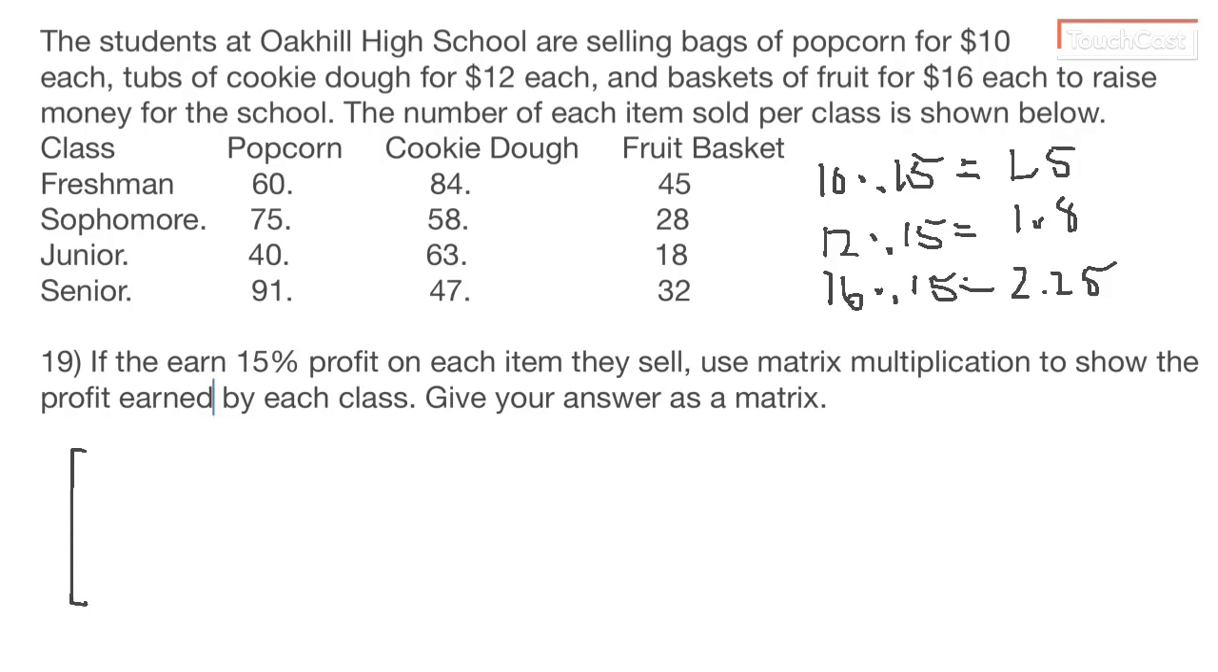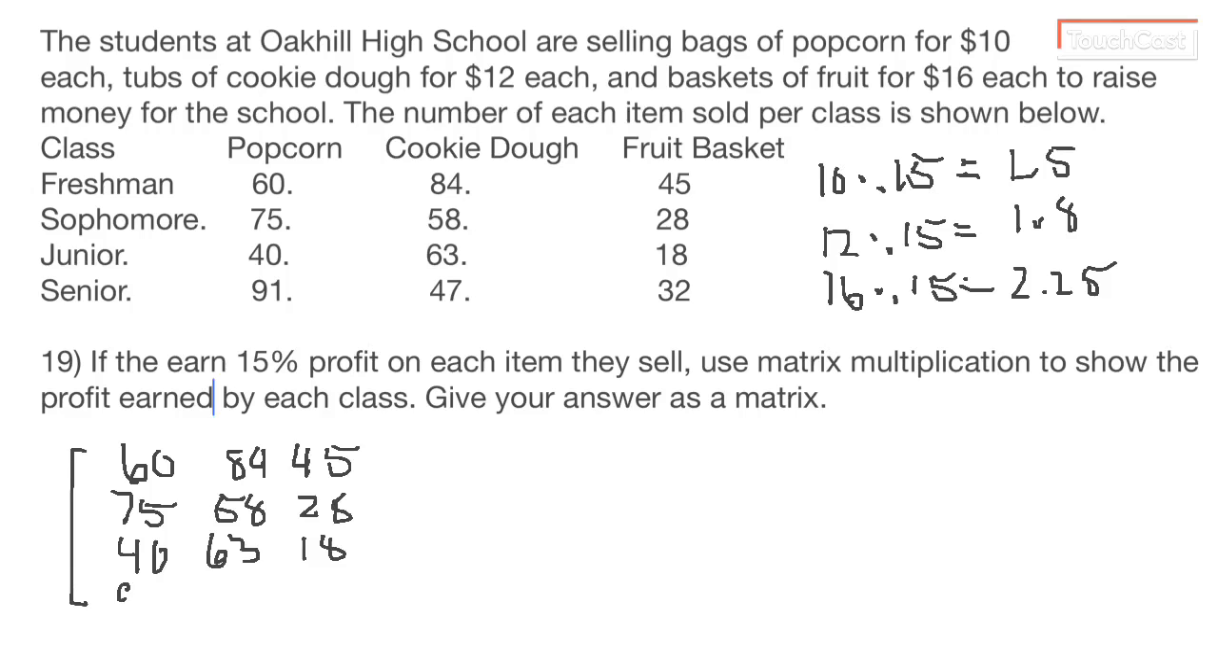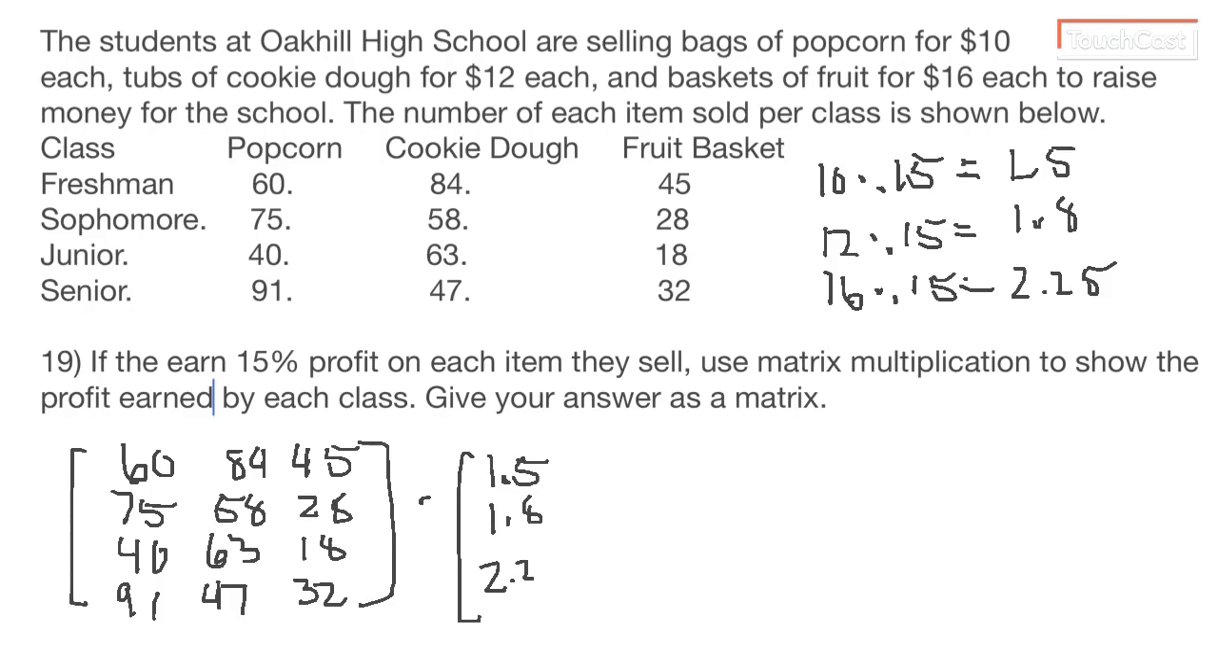So we can set up a matrix where the first one has 4 rows, 3 columns. Our first row is 60, 84, 45. The second row is 75, 58, 28, 40, 63, 18, and 91, 47, 32. And we're going to multiply that by 1.5, 1.8, and 2.25.